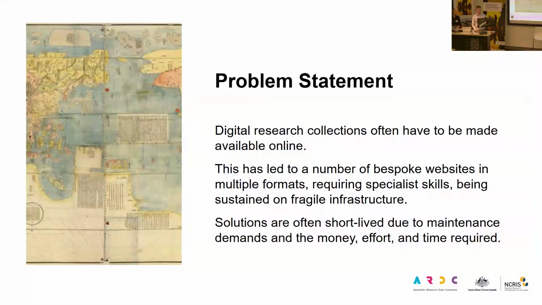So as many of you know, a common requirement in HASS research is the ability to make digital research collections available online. This aligns with open research principles and is often tied to grant funding applications, such as ARC grants. However, in practice, this has led to a number of costly, bespoke websites being created, built using a mix of commercial and open source platforms. These sites often require specialized technical skills to maintain, may lack robust security, and are often built on fragile infrastructure. The result of this is a short shelf life, unfortunately.